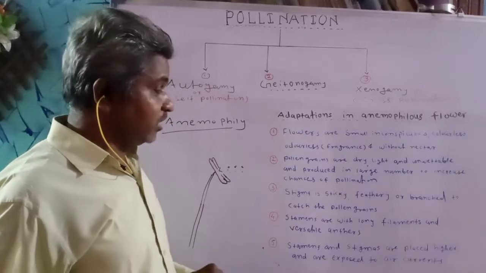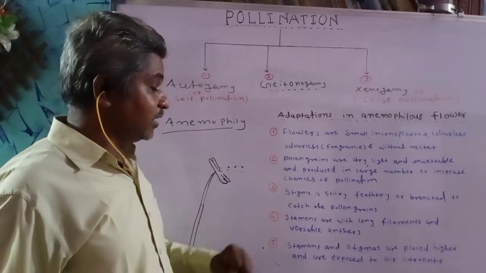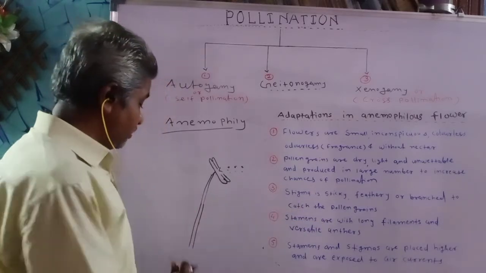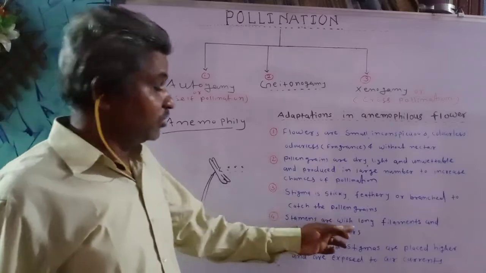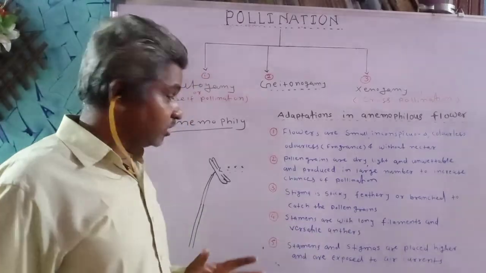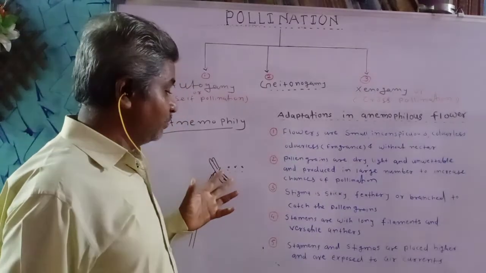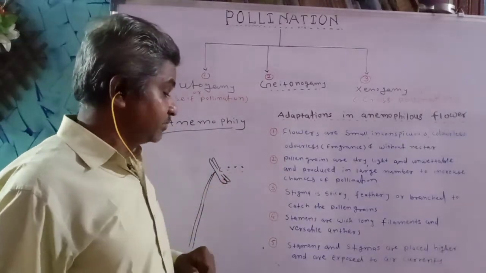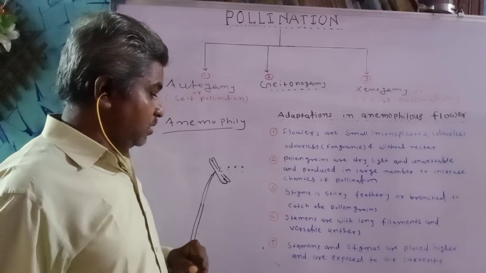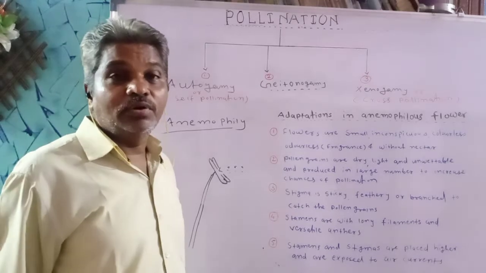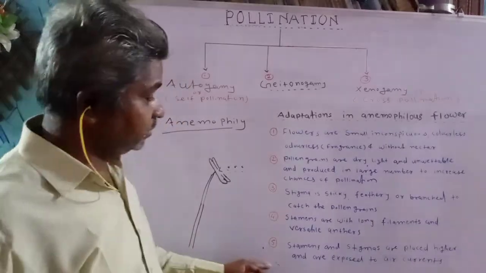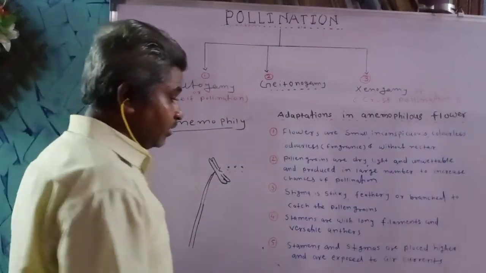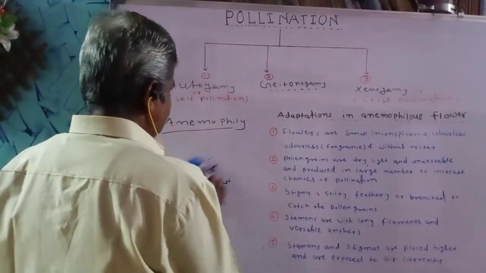So stamens are with long filaments and anthers are versatile. Due to such an arrangement, the pollen grains are easily carried along with the wind. Another and last adaptation for anemophily is that stamens and stigmas are placed higher and are exposed to air currents.